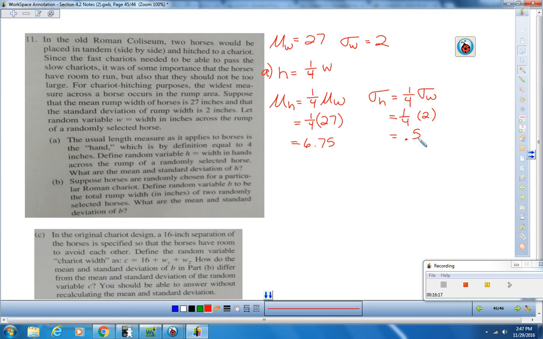All right, so let's say, suppose horses are randomly chosen for a particular Roman chariot. Define the random variable B to be the total rump width in inches of 2 randomly selected horses. So now we're back to the width, and B is the total rump width of 2 randomly selected horses. So B is equal to W plus W. These 2 horses are different. They need to be separated. They're independent of each other. Okay, they're randomly selected. So the mean of B is just the mean of W plus the mean of W. Okay, so this is 27 plus 27, or it's 54 inches.